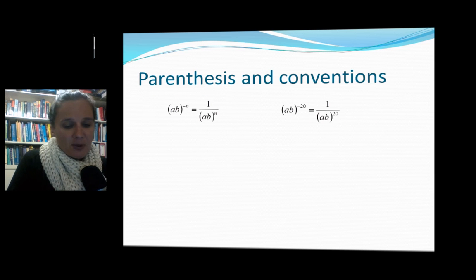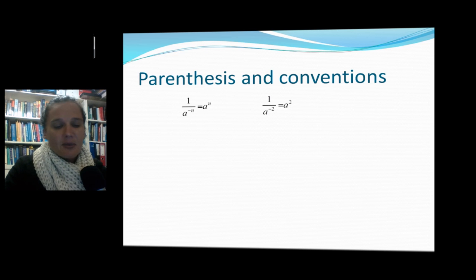So the next example we look at, we have AB to the power of negative n. We have 1 here, so it's our negative power here, our negative n here, so it goes at the bottom. So our example is AB to the power of negative 20 becomes 1 over AB to the power of 20.